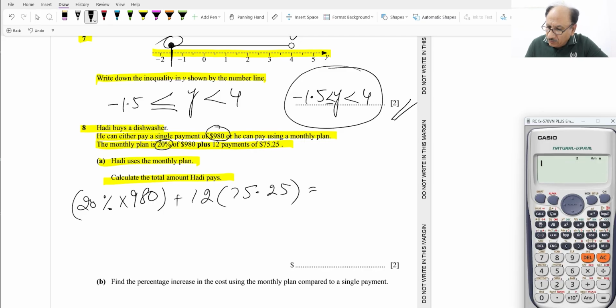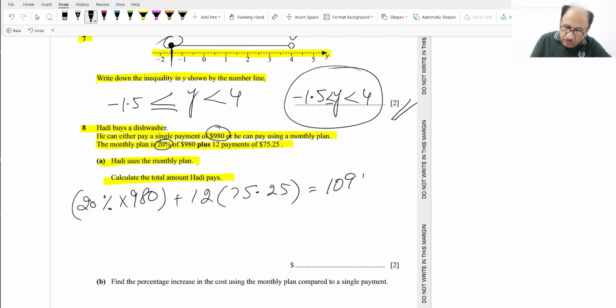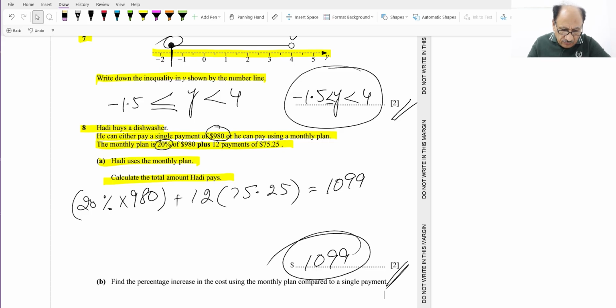We can calculate. This will be 20%, which is 10% twice, and multiplied by 980 is equal to 196, and plus we can write 12 into 75.25, bracket close, and this will be 1099 dollars he is paying in total, and this is for 2 marks, which we have done.